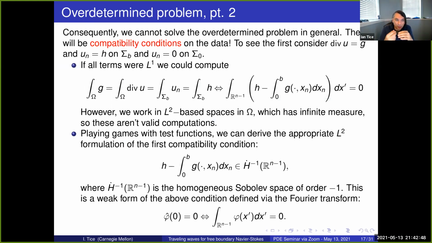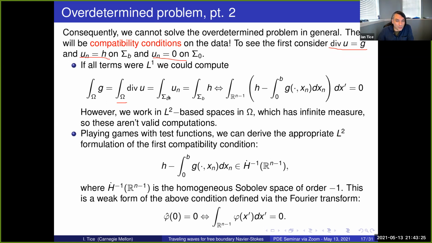To get a sense of how these work, let's start off with the simplest one of these. Everyone who works in PDEs is familiar with these from, let's say, studying the Neumann problem for the Laplacian. But let's review how this works. Part of the problem that we're trying to solve for the overdetermined problem requires that the divergence of U is equal to G. The normal component of the velocity field is H on the top and 0 on the bottom. So if everything were nice and integrable, what I could do is the same thing that we do for the Neumann problem. I just integrate G, which is the divergence of U, over my set omega.